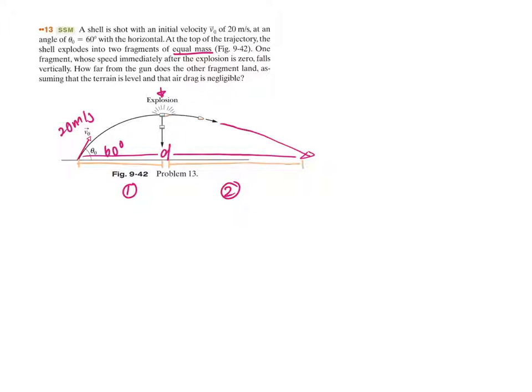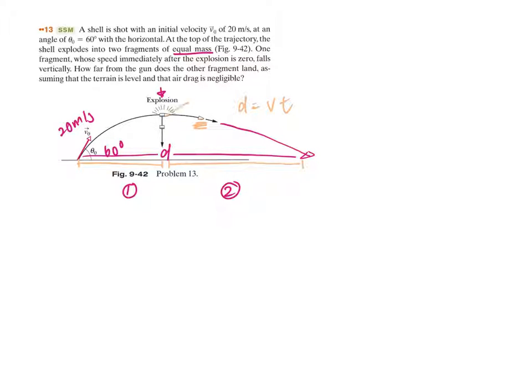So to find the distance for this part, d equals velocity times time. So we need to find the time that this orange projectile is going to stay in the air and the velocity it has after the explosion. So let's set up a momentum equation for this explosion.